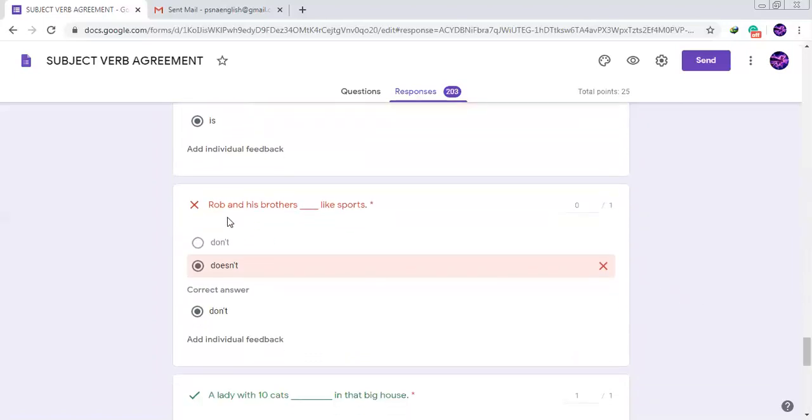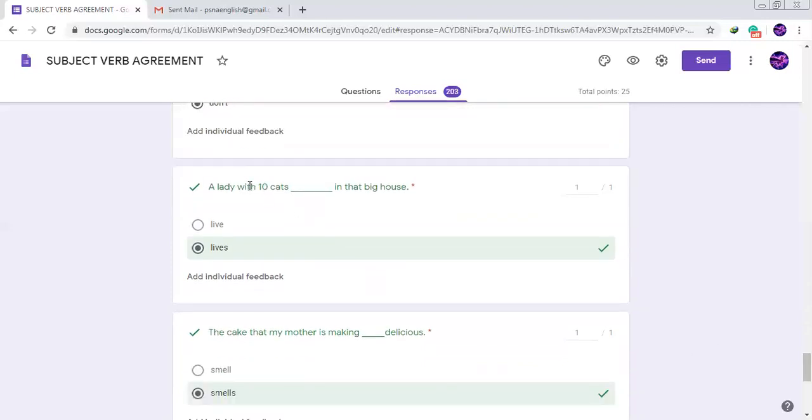Then, Rob and his brothers. So here the rule is very easy. Two subjects combined by "and" is always plural. Do, don't, or doesn't? Does is singular, don't is plural. Do is plural, does is singular. So two subjects combined by "and" is always plural, so "don't".